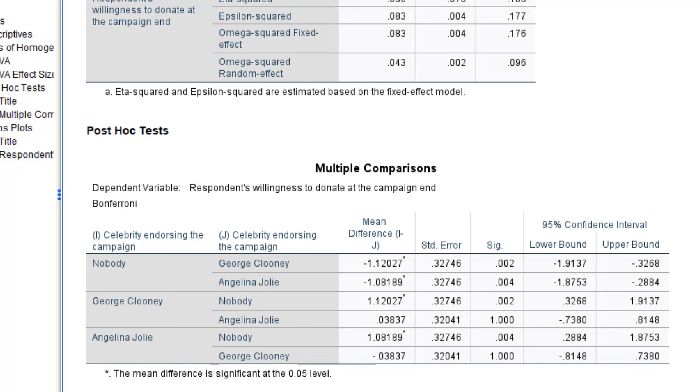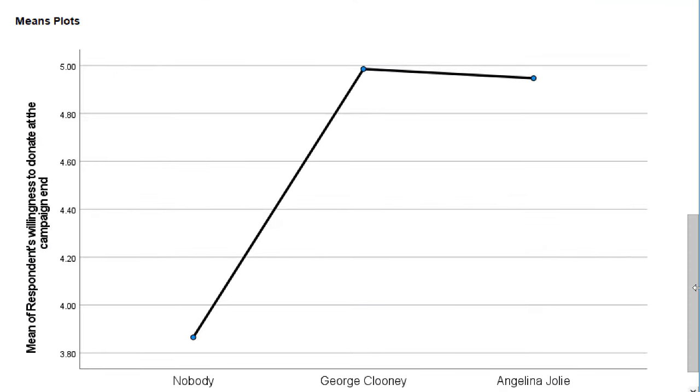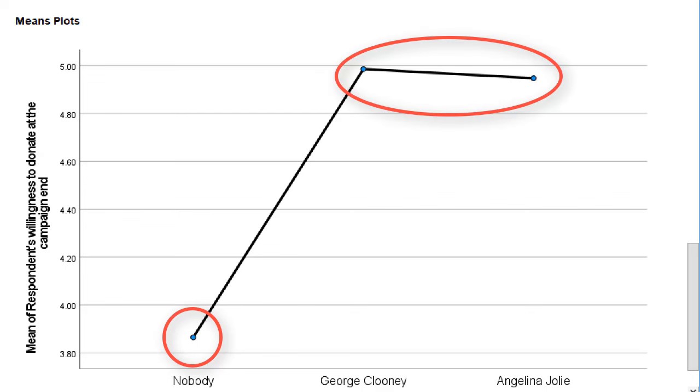Finally, if we want to present the results, we can use the means plot, where we see that the average score of respondents without a celebrity endorser really is lower than the average scores for the respondents who saw one of the celebrities. This concludes the micro lecture on one-way ANOVA in SPSS.